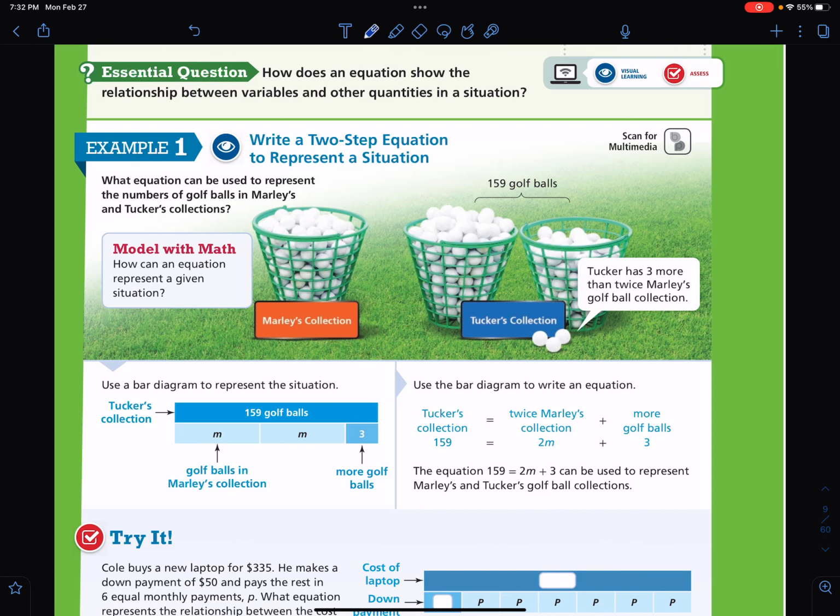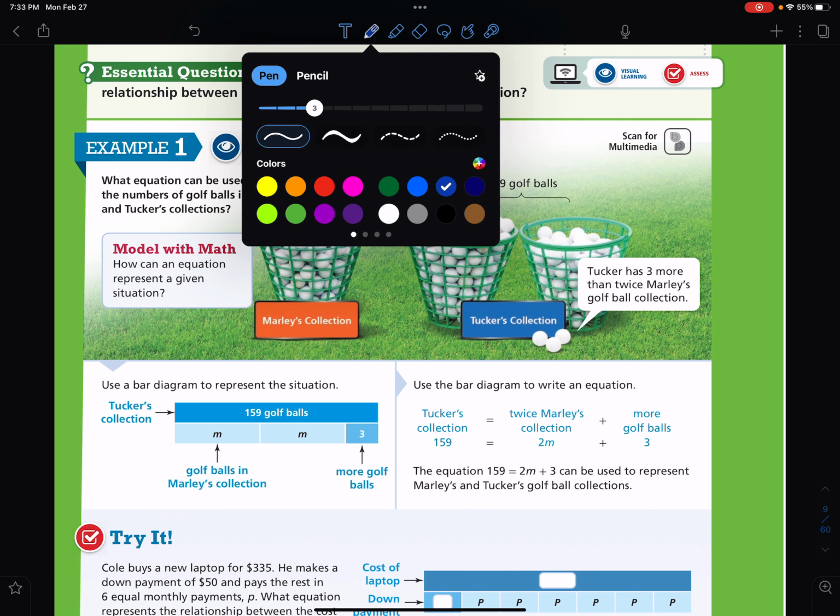Okay, this is one of the times that I kind of agree with the picture using the bar method or bar diagram method. And the best reason why I do that is because it shows that they are equal to each other. Okay? So if we read the story up here, let's see if I can make this bigger so that you guys can see it.